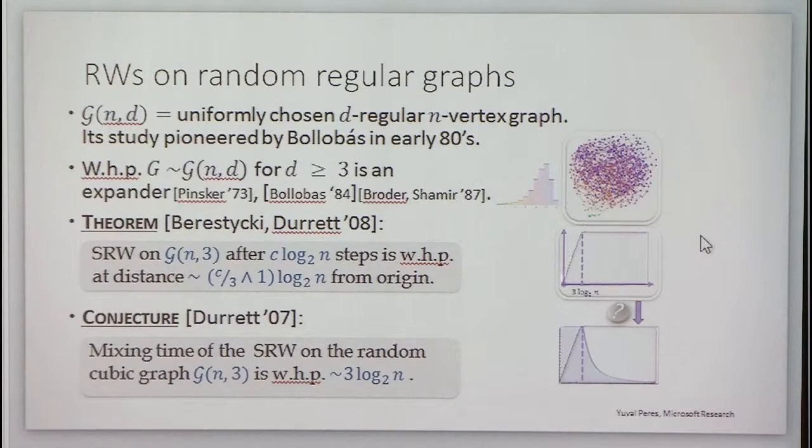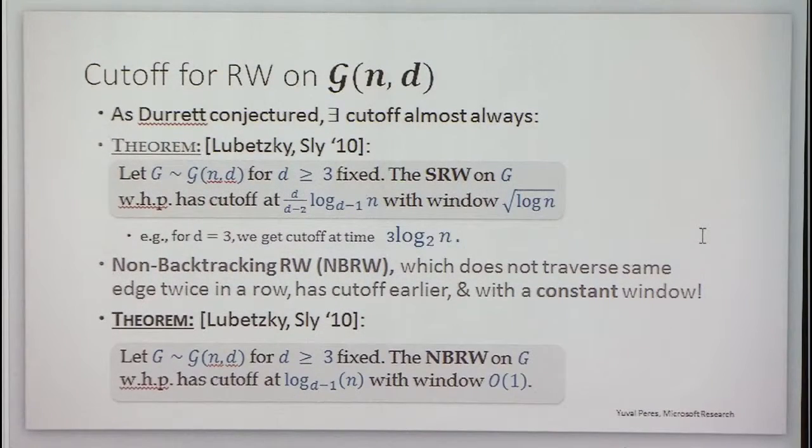So based on this picture, Durrett conjectured that the mixing time is asymptotic to 3 log base 2 of n with high probability. And indeed, this result gives you a lower bound. It cannot mix earlier, and it's actually very easy to get a lower bound of this nature. So the non-trivial aspect is the upper bound. This was proved by Lubetzky and Sly in 2010, that the simple random walk indeed has cutoff at this time. So d over d minus 2 is the speed term, and this multiplies log of n to base d minus 1.